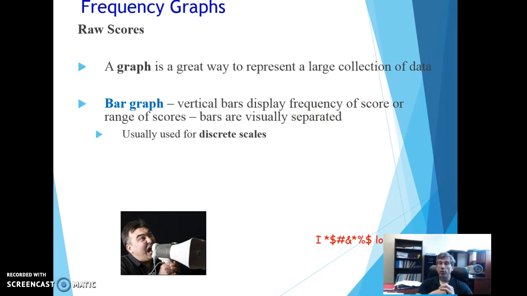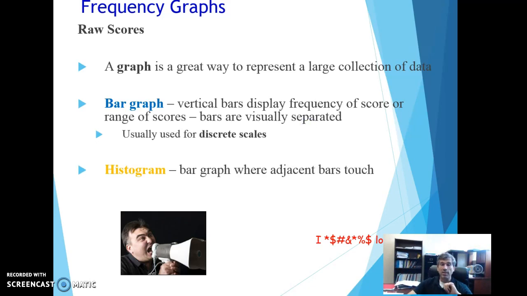This is usually used for discrete scales, and the little gap reflects the fact that those in-between values don't exist, that you jump immediately from a score of 1 to a score of 2. There's no 1.2, 1.3, whatever. Those in-between decimal values don't exist. That little visual separation indicates that for a new viewer.